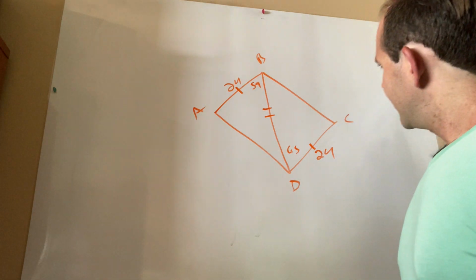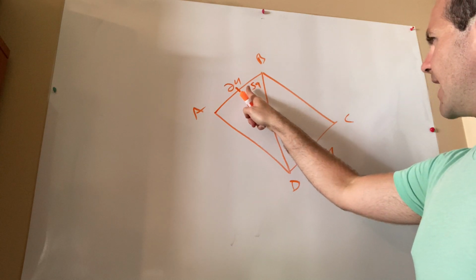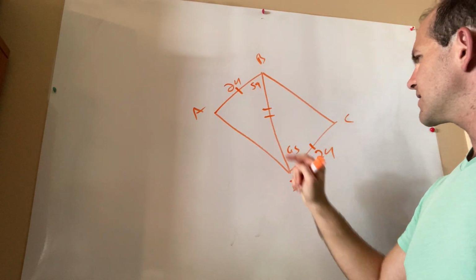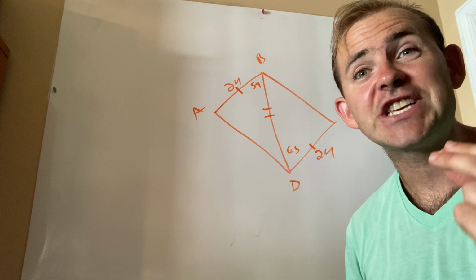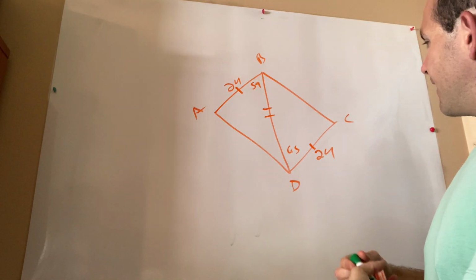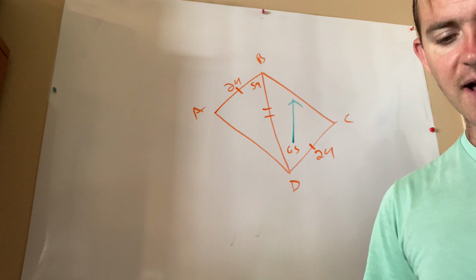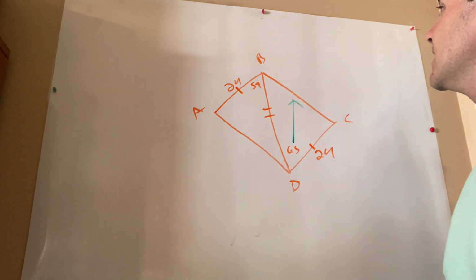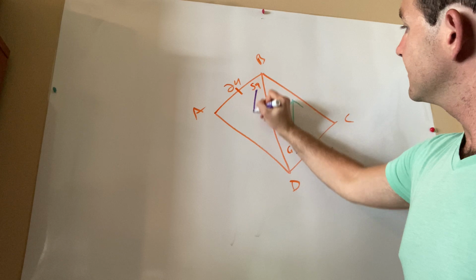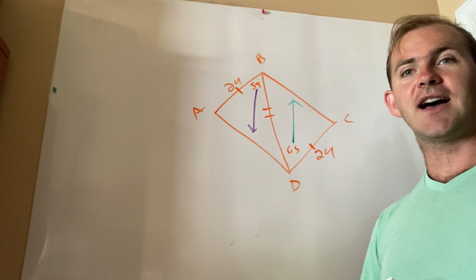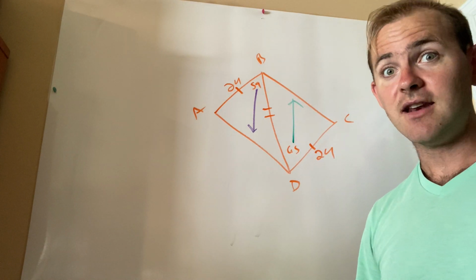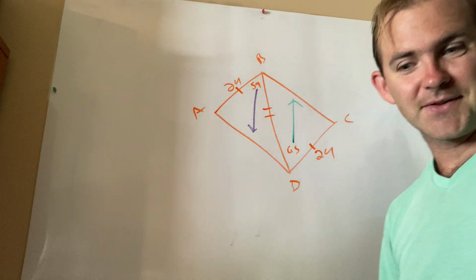Now, let's take a look. Which of these angles is bigger? The angle that's in between. Is it the 59 or the 65? The 65 is bigger. That means that the side across from the 65, which is BC, is going to be bigger than the side across from the 59. Big means big, and small means small, right?